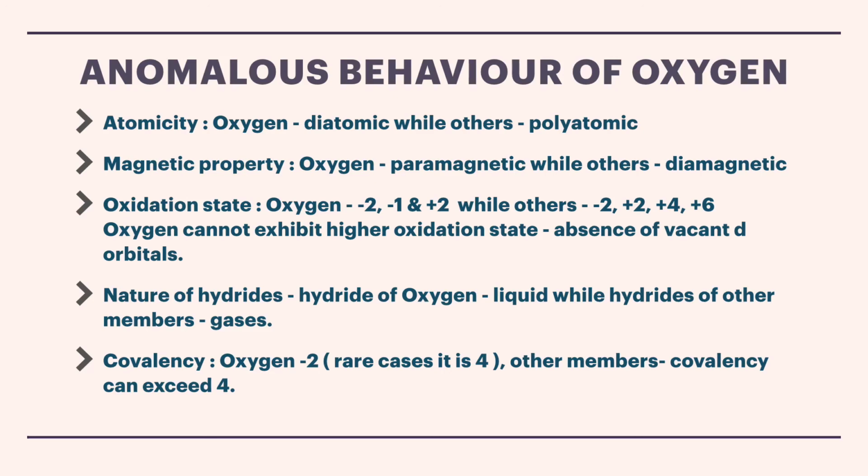The first point is atomicity. Atomicity is the number of atoms in the molecule of an element. The atomicity of oxygen is diatomic, while for the others it is polyatomic. Second, magnetic property. Oxygen is paramagnetic in nature, while the others are diamagnetic. Third, the oxidation states: oxygen shows -2, -1 and +2 oxidation states, while the others show -2, +2, +4, +6 oxidation states.